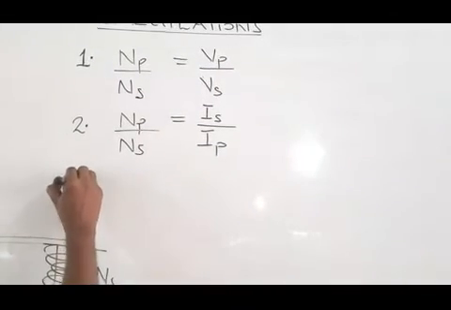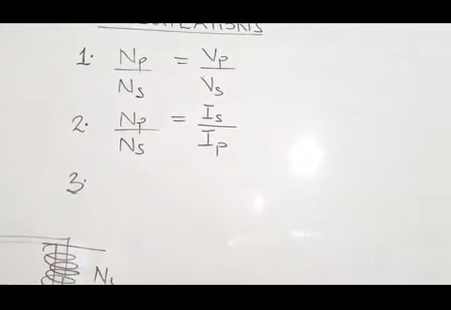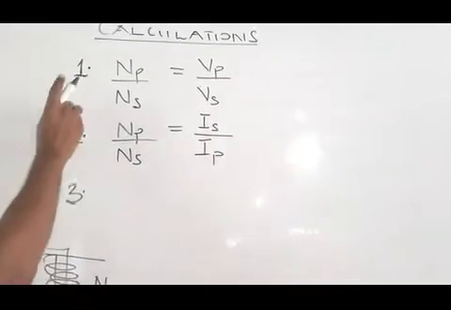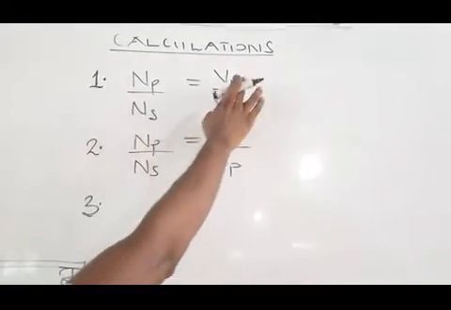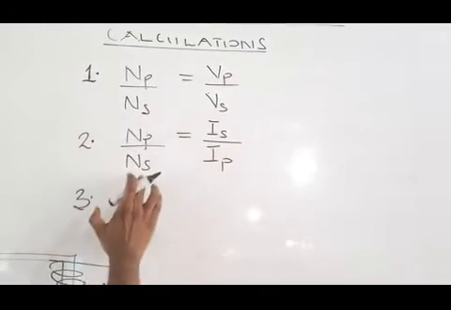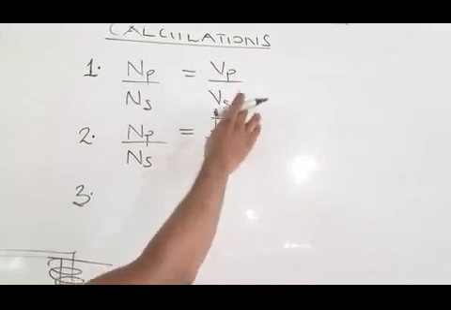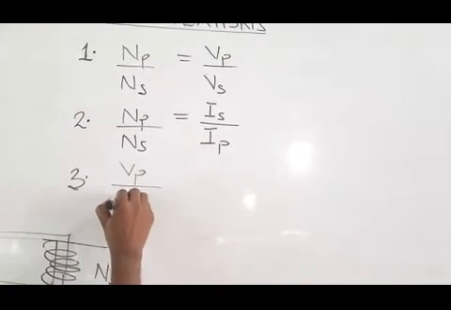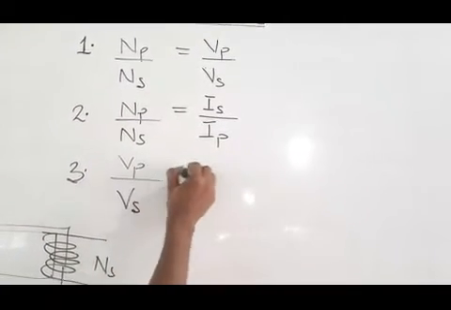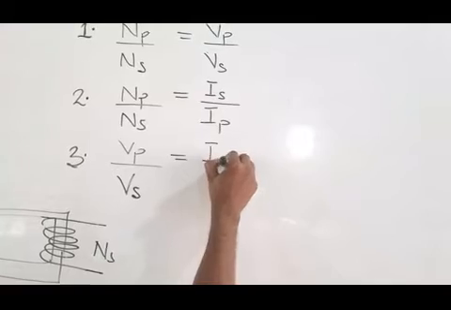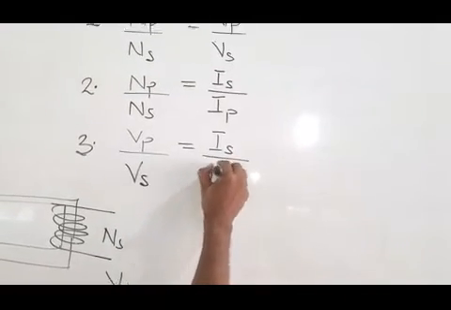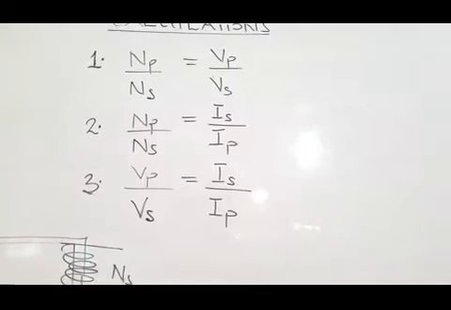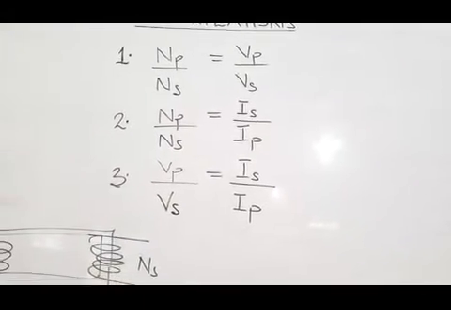Okay, so we can also come out with a relation that involves the voltage and the current. I told you NP over NS is equal to VP over VS. So in place of NP over NS, you can also put VP over VS. So your primary voltage over the secondary voltage should be equal to the secondary current over the primary current. So you must take note of this equation.